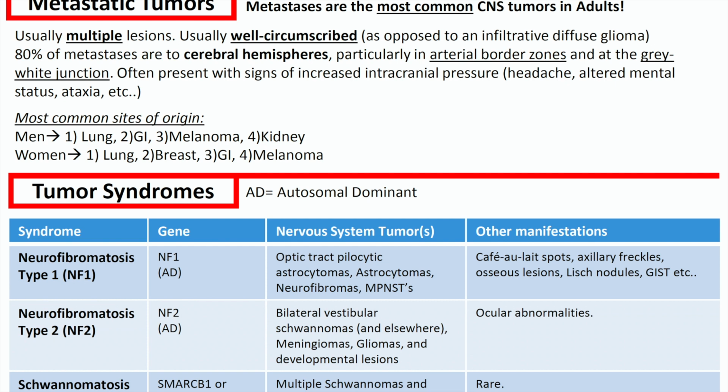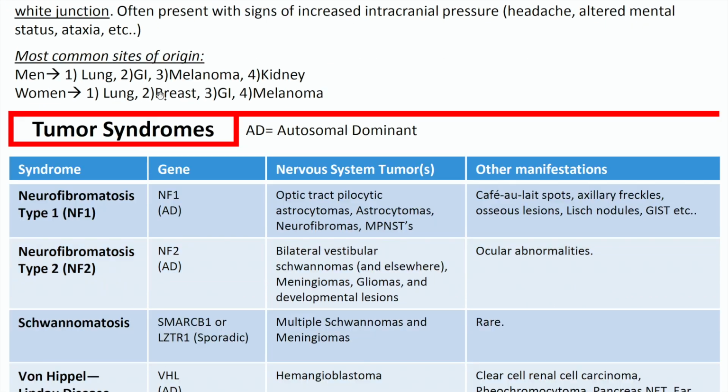Often presenting with signs of increased intracranial pressure, like headache, altered mental status, ataxia. And the most common sites of origin for men are from the lung, the GI tract, melanoma, or a kidney. And then for women, the lung, breast, GI, and melanoma.